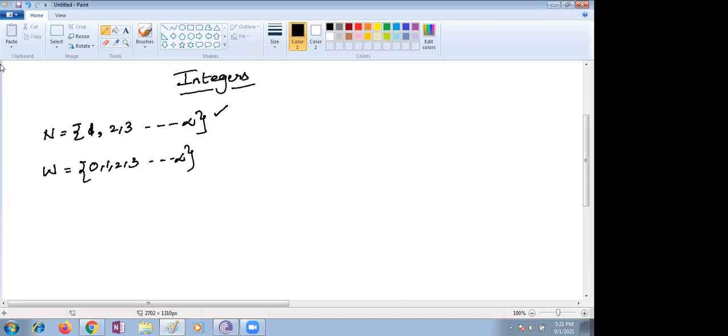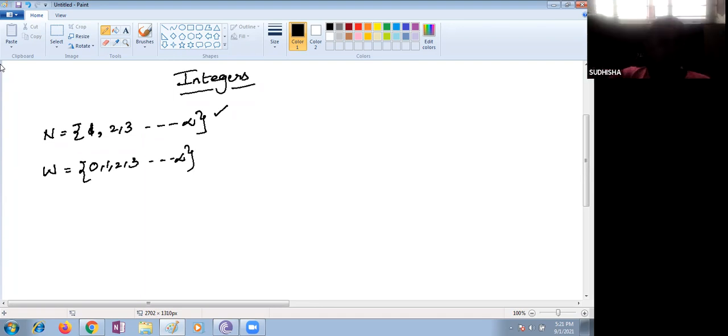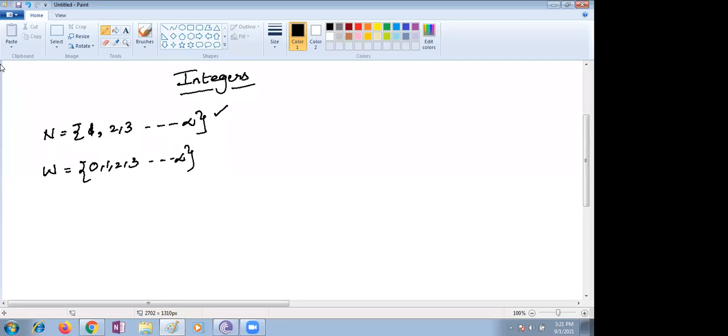So they enlarged the number system like whole numbers. They included 0 in whole numbers and made one more set of numbers. Coming to this, whole numbers are also not sufficient to satisfy our needs. Suppose I ask the temperature in the polar region, Sudhisha, what is the temperature in the polar region? What can you say, Sudhisha? Minus. Yes, very good.